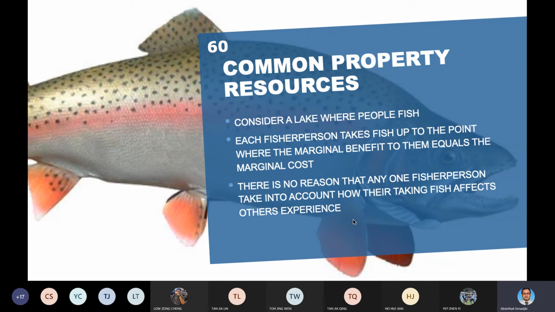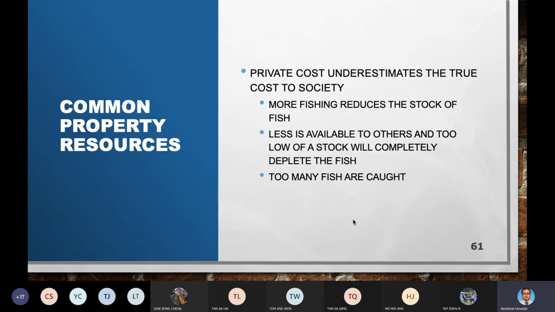For example, when the fish reduce, some types of birds will not come, because when there is no food, those birds that usually come there to catch fish to eat will not be there. So people will not enjoy the view, for example. That is the negative externality. So the private costs underestimate the true cost to society.